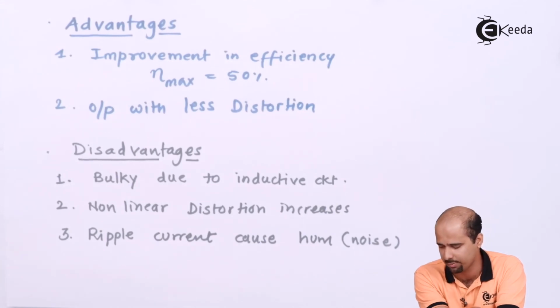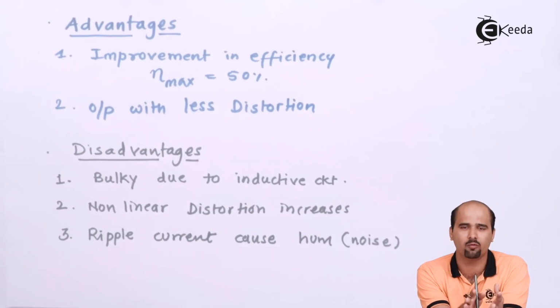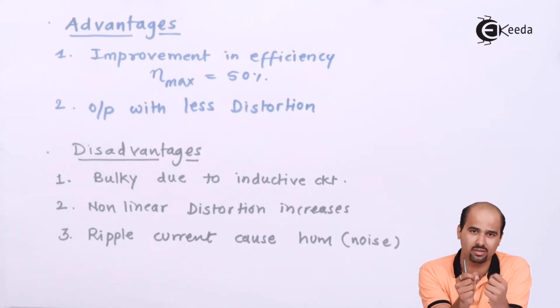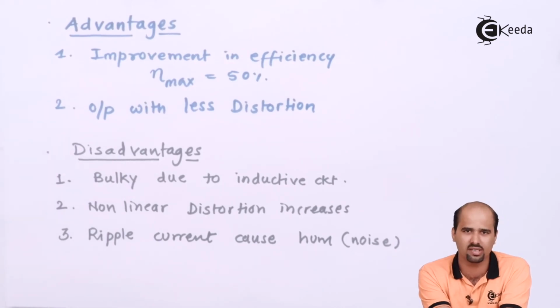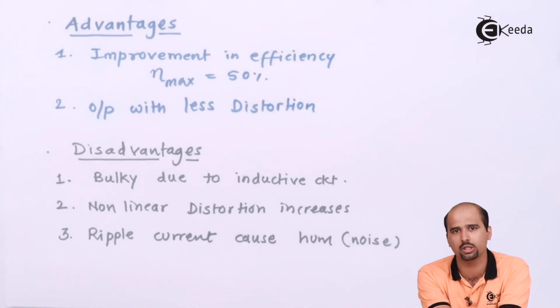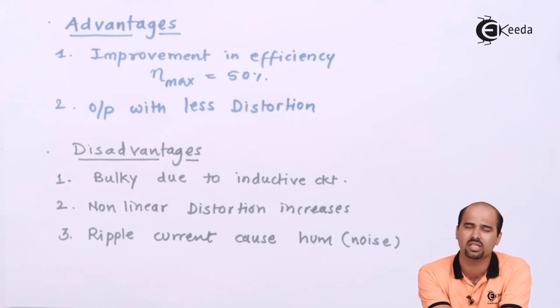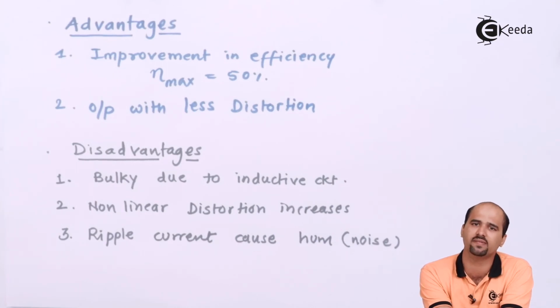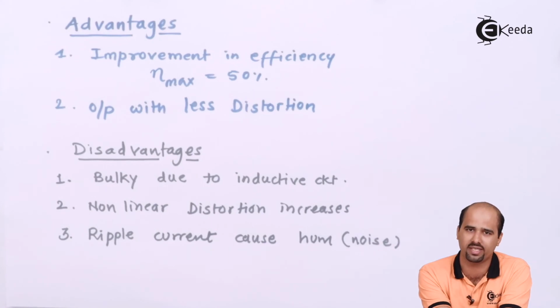What are the disadvantages I am getting? When the circuit is inductive in nature, always and always the circuit becomes bulky. That is a disadvantage as a whole when I am talking about an inductive circuit. Here I am inserting one inductor in the form of a transformer, so it is nothing but a bulky circuit due to the inductor. Non-linear distortion also increases in this case. This is because I am inserting a non-linear circuit in the form of a transformer. These non-linearities will come into the picture when I am talking about the output AC power.